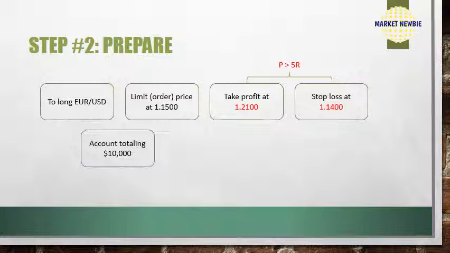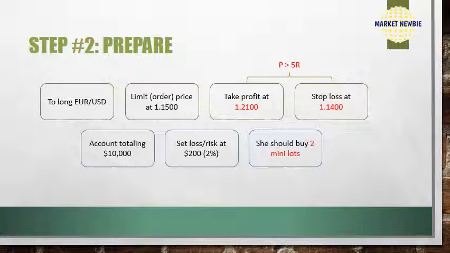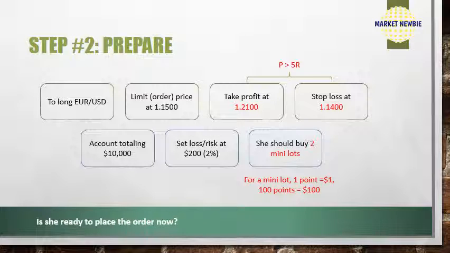The next thing she needs to decide is the loss size to open. Based on our risk management lesson, we need to set a maximum loss per trade, and for beginners, we recommend a risk of no more than 2%. So if Lisa has a $10,000 balance in her account, this will give her a $200 maximum loss. And accordingly, she can open 2 mini lots. How do we arrive at this number? Here's the calculation.